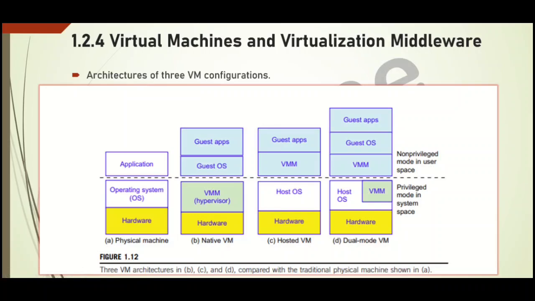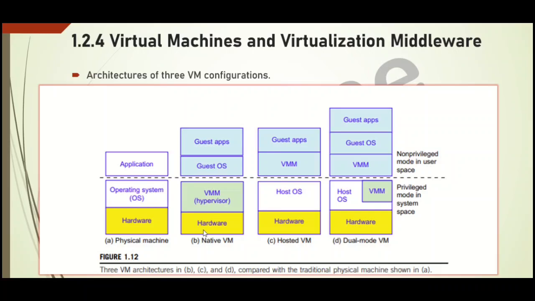So this is the architecture of virtual machine configurations. The first one is a physical machine. What it is showing is a regular computer setup. See, the layers are hardware layer, then operating system, then application layer. It's a normal computer with one operating system running directly on the hardware and apps running on the operating system.